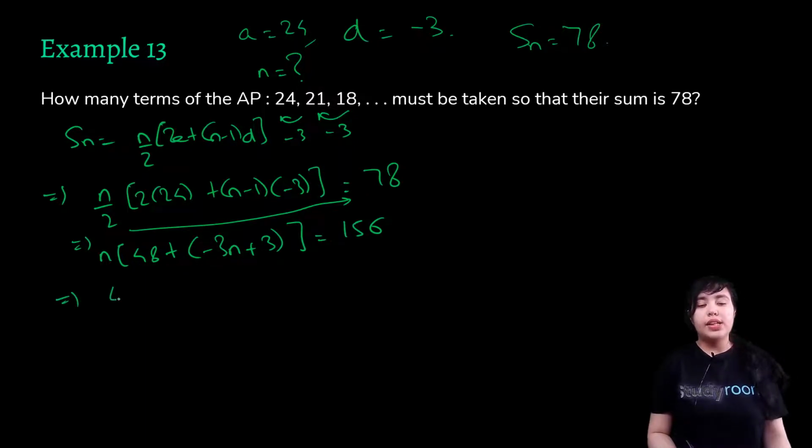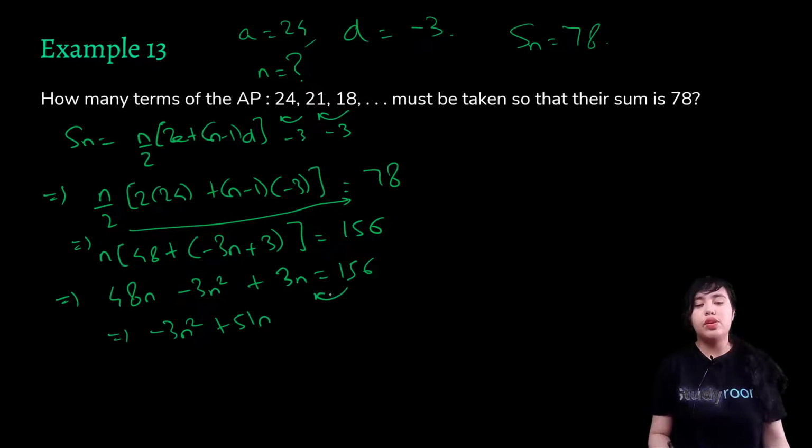Now let's open the brackets. Here you will get 48n and it will give you minus 3n square, and here you will have 3n is equal to 156. So you'll have minus 3n square plus 51n. Shift this 156 on the LHS, you'll get minus 156 is equal to 0. Multiply this equation by minus 1. So you'll get 3n square minus 51n plus 156 equal to 0.